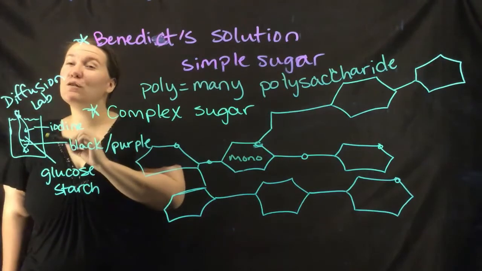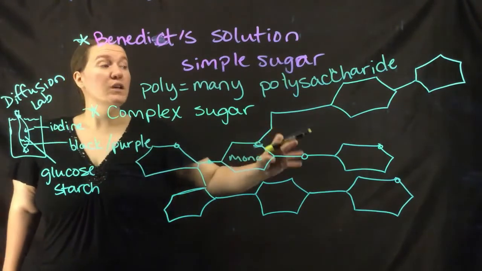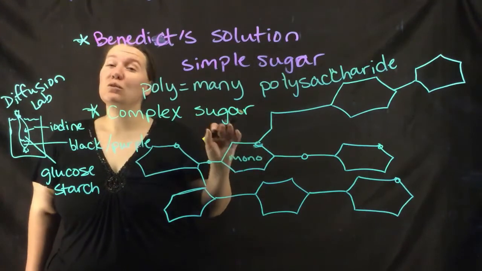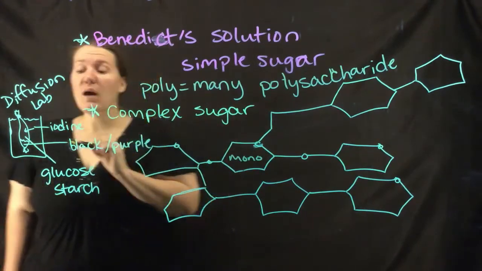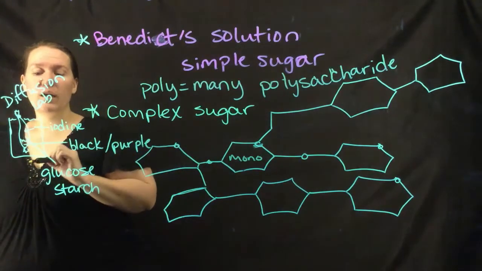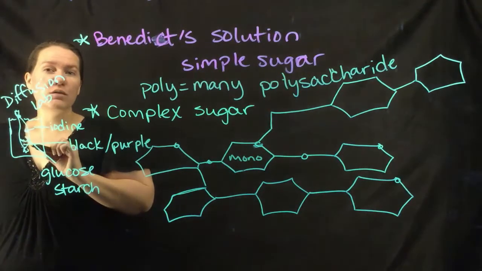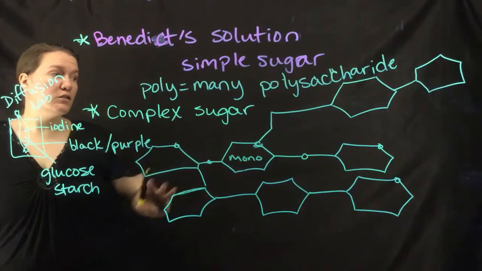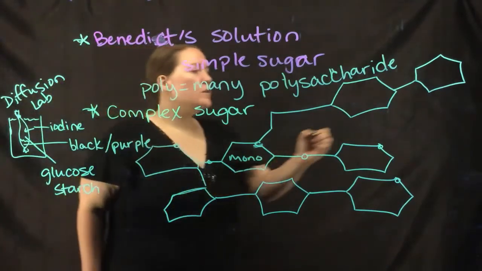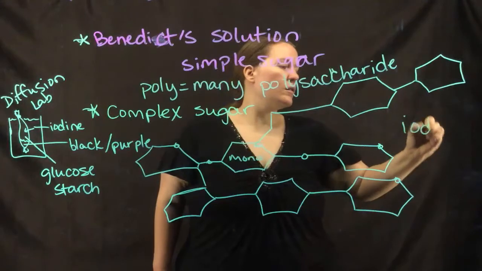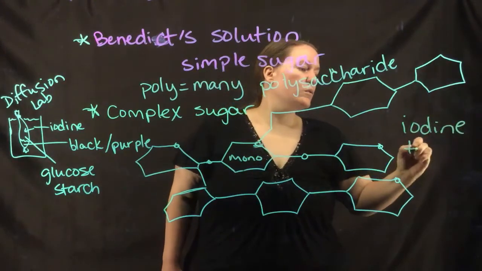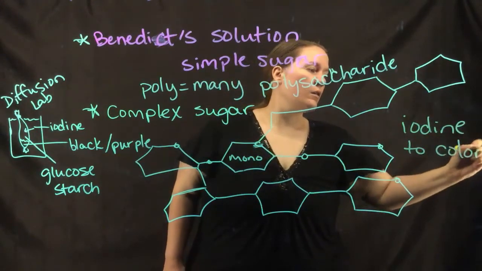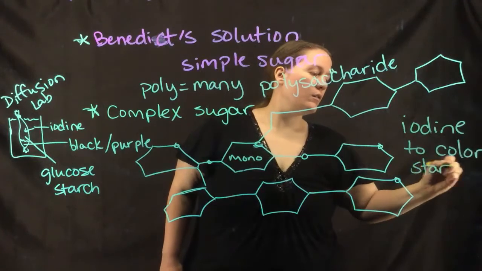And the point of the diffusion lab was that this big, big molecule was too big to leave the bag. So that was really important. The iodine could go in and dye the starch purple, and it couldn't leave the bag. The starch was too big to leave. So we use iodine to color starch black.